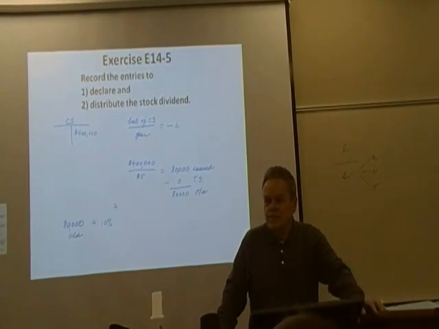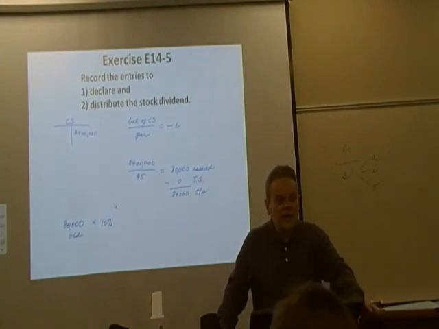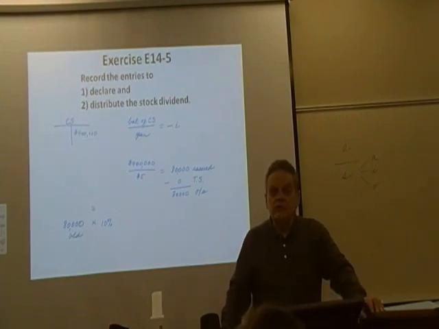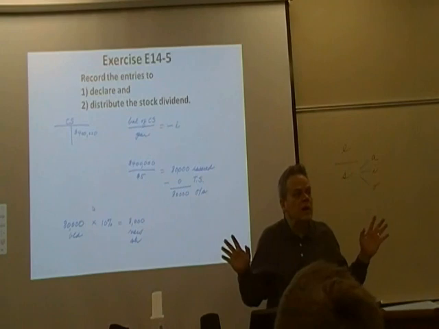10%. If we take these 8,000 old shares and multiply by 10%, we determine the number of new shares we're going to issue. How many? 8,000 new shares are going to be issued. Every time I do a stock dividend, I'll lay it out this way.